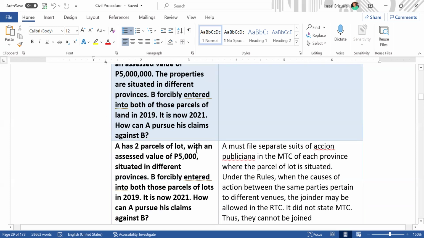A has two parcels of land with an assessed value of 5,000 each, situated in different provinces. B forcibly entered both of those parcels of land in 2009. How can A pursue his claims against B? A must file separate suits of accion publiciana in the MTC of each province where the parcel of land is situated. Under the rules, when the causes of action between the same parties pertain to different venues, the joinder may be allowed in RTC. It did not state MTC. Thus, they cannot be joined.